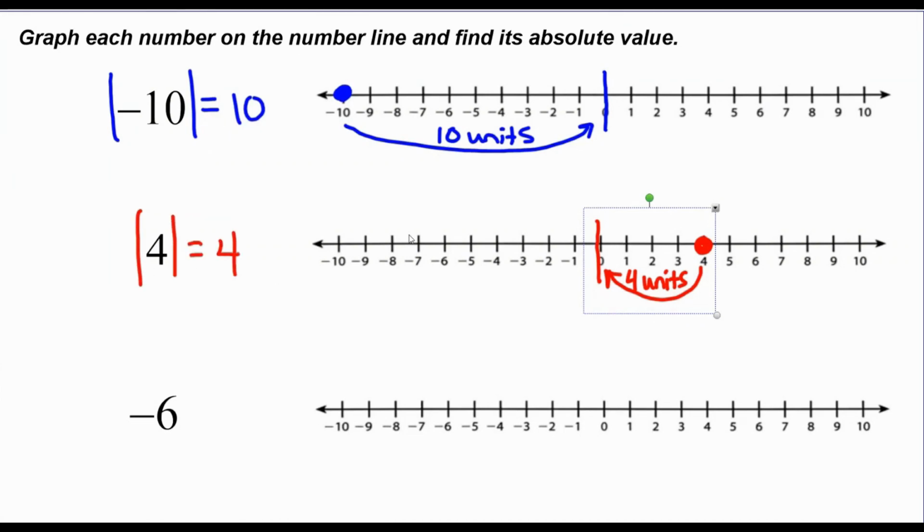is 4. Now don't confuse this with opposites, because a lot of students will say the absolute value of 4 is negative 4. Well, that's not true, because those are opposites, not absolute value. So try to keep those concepts straight in your mind and in your notes.